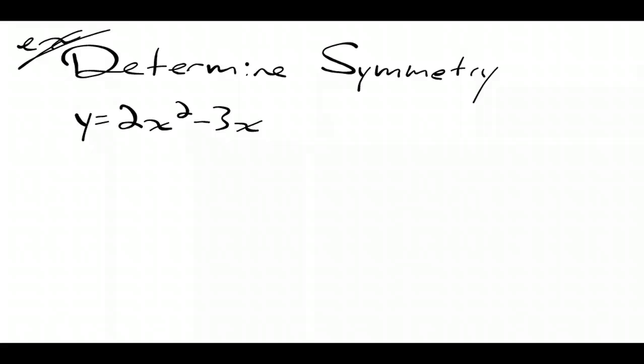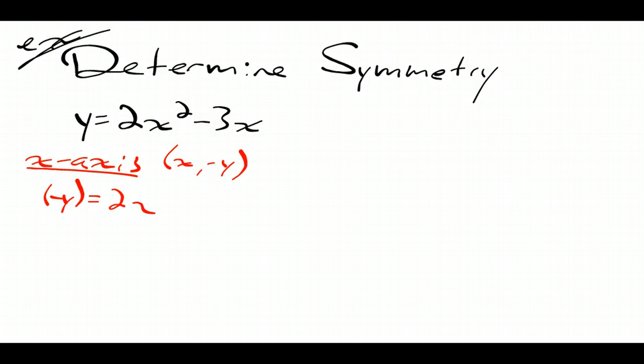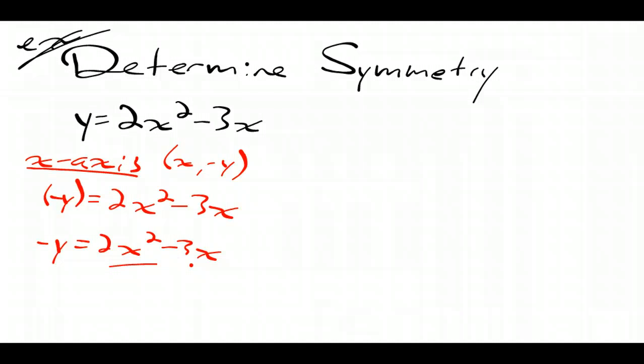All right, determining symmetry. Say we want to check x-axis first. I don't really know. If I check x-axis, I'm going to plug in a negative y. Whatever you're checking for, the opposite variable is negative, so for x-axis, the y is negative. Everything else stays the same, so this will be negative y equals 2x squared minus 3x. I can't really divide by negative 1, because that would change all the signs over here. I have this negative y, which is nothing like my original, so it is not x-axis symmetry.